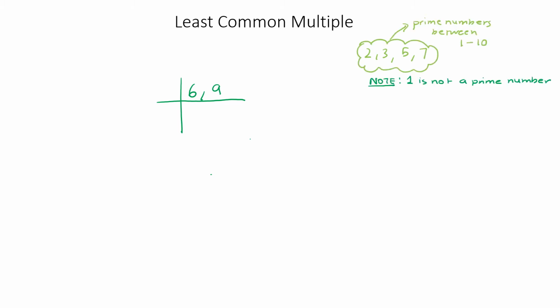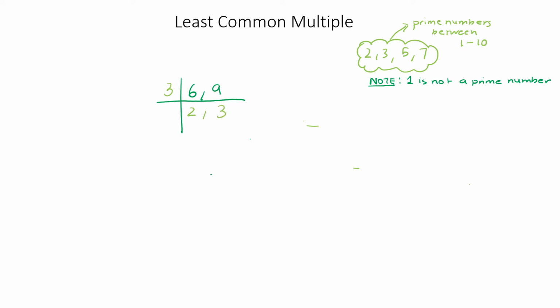So if I take these two numbers, 6 is divisible by 2 and 3, and 9 is only divisible by 3. So we're going to use 3. So write 3 in this corner and divide. Our quotient: 6 divided by 3 gives us 2, and 9 divided by 3 gives us 3.